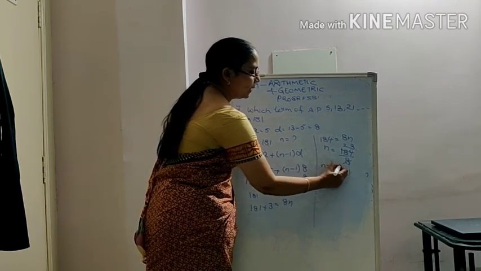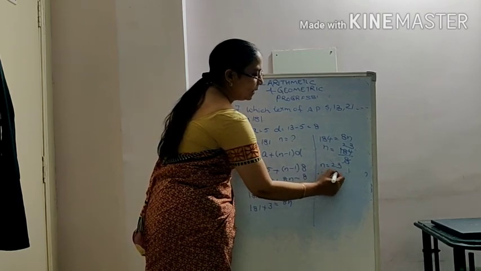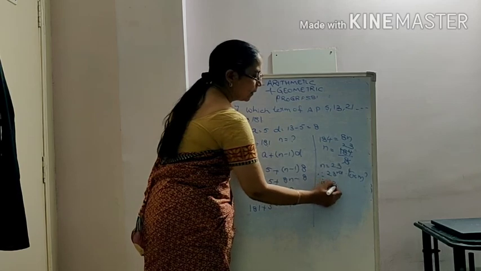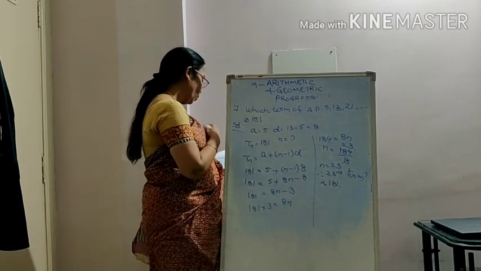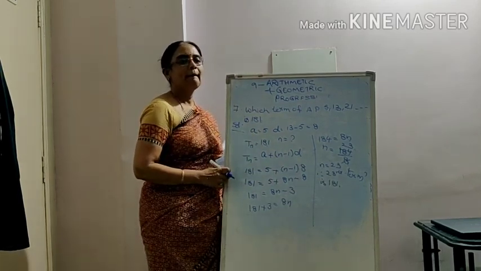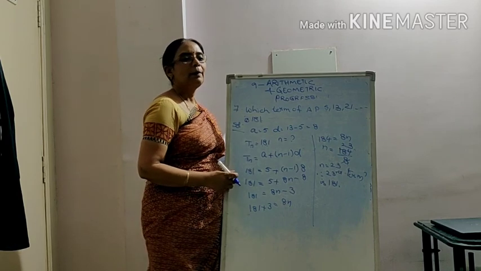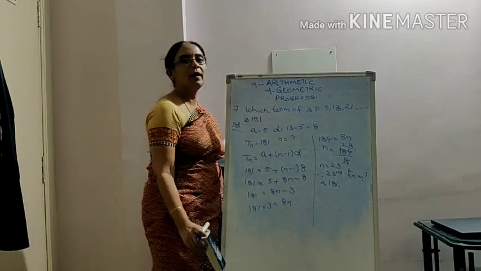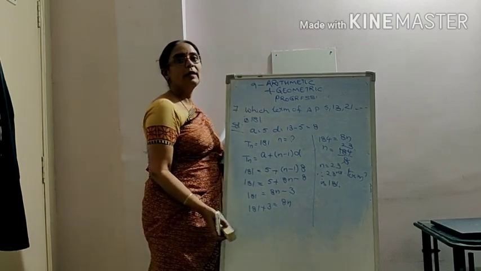So n is 23. Therefore the 23rd term is 181. The twenty-third term is 181.